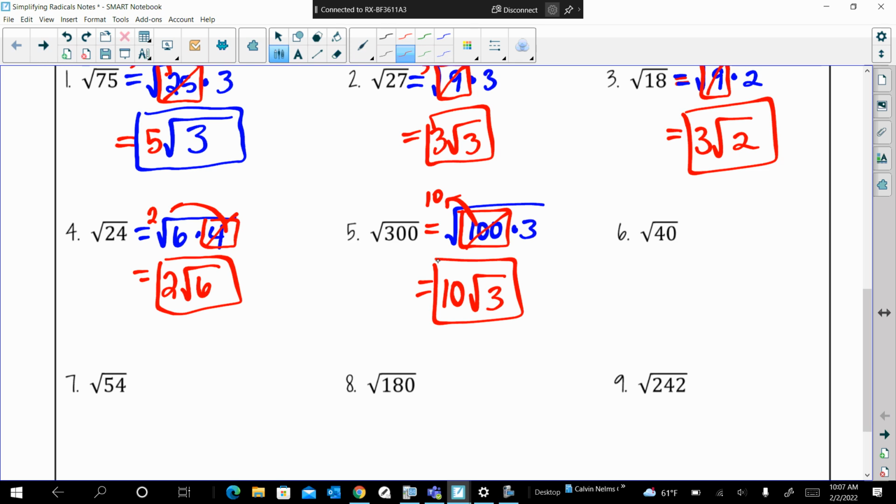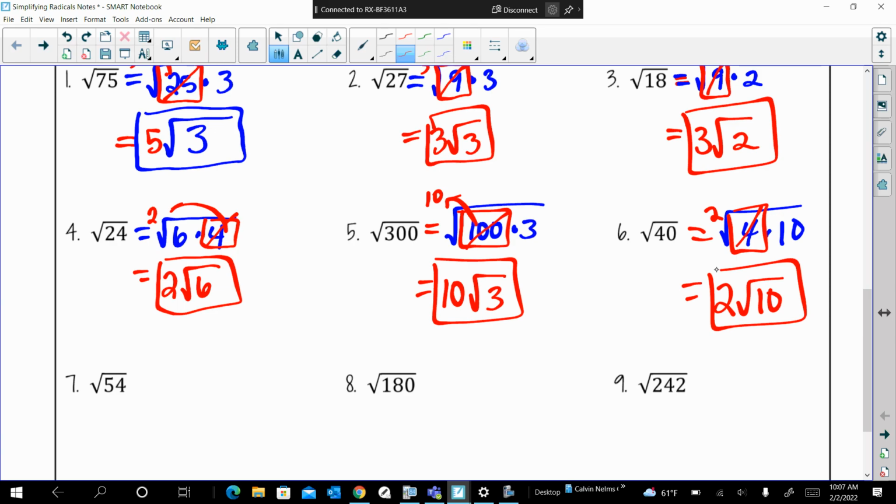What about 40? 4 and what? Yep, 4 and 10. So 4 times 10 gives me 40. 4 is the perfect square. The square root of 4 is 2. So the answer is 2 root 10. So you've got to know your multiplication facts, okay? You've got to know your timetables to do this efficiently. I mean, you can do it without, but you've got to know.